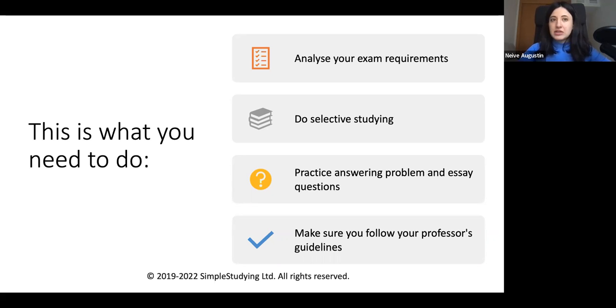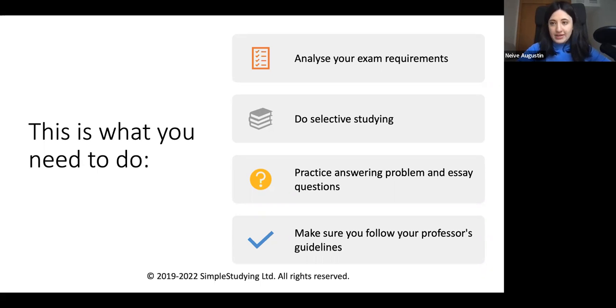After revising, you need to practice answering problem and essay questions. Most students omit this stage, and it can be very bad for your grade if you only study the law and do not practice answering problem and essay questions. You are most likely going to get a very low grade.